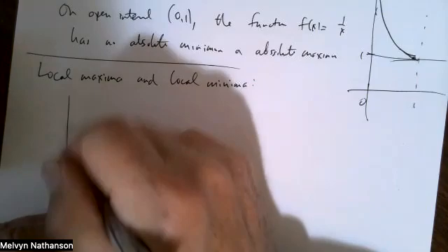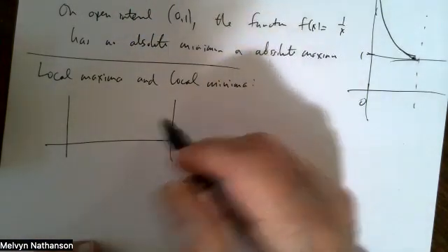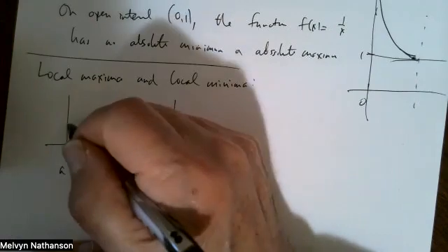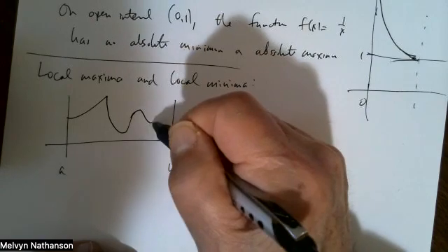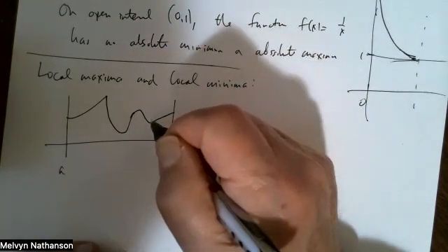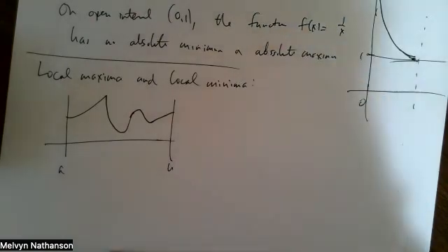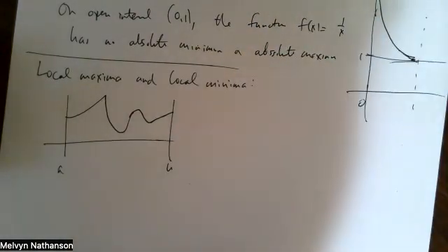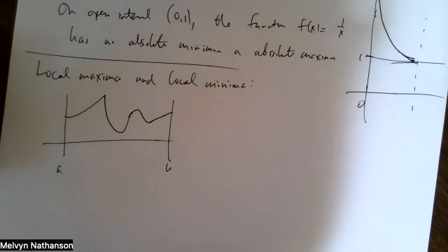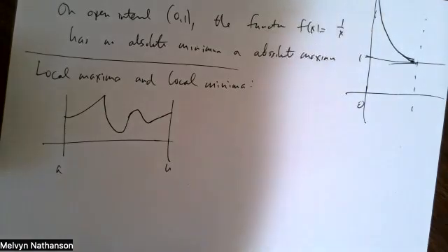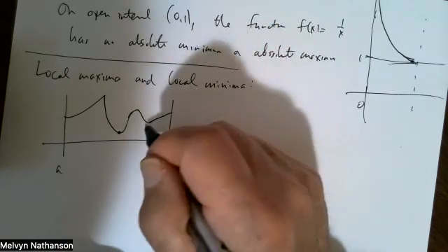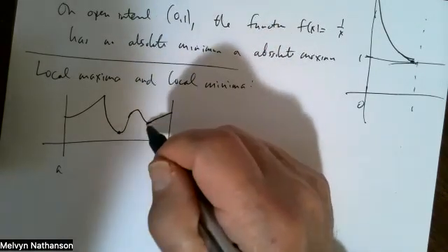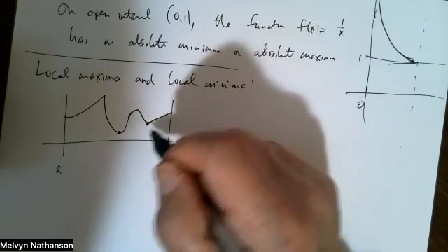I mean, you could have a function, even say on the interval from A to B, which looks like this. And if we look, for example, at this point, sorry, maybe this is a better example. At this point is what is called a local minimum.